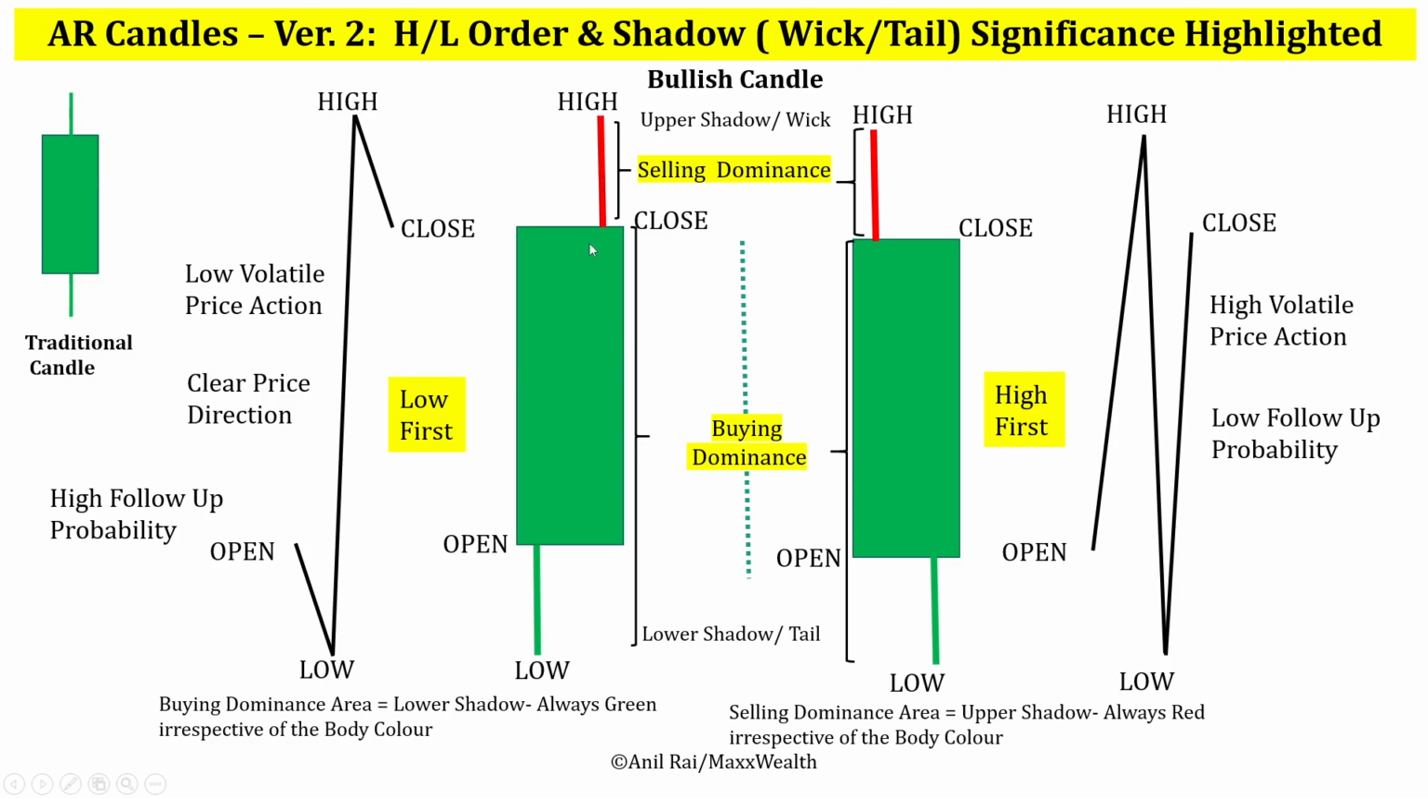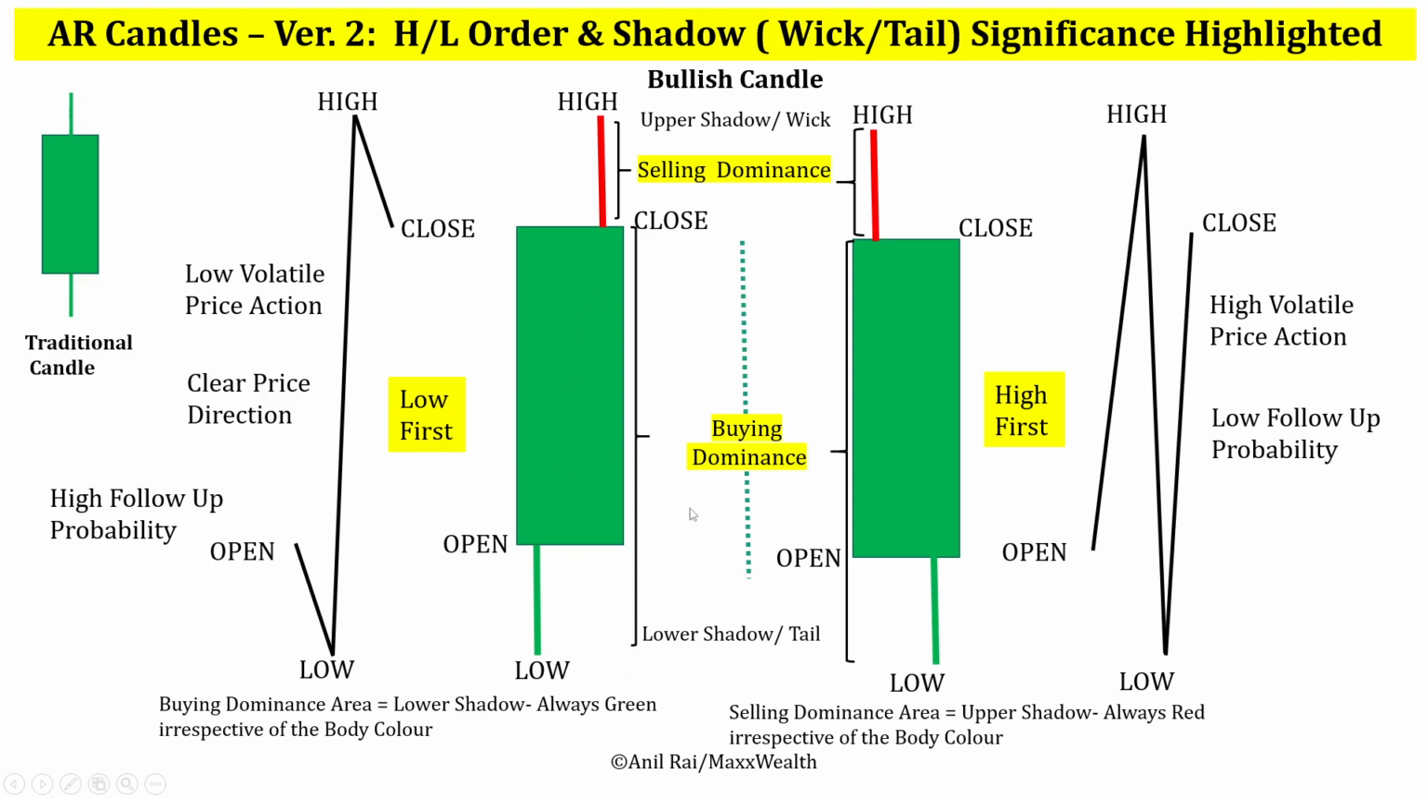It gives a very simple idea. See, this upper shadow or the wick is a selling dominance area, and we know that the lower shadow or the tail is a buying dominance area. When we change the color, the lower shadow will always be green irrespective of the body color, and the selling dominance area, the upper shadow, will always be red irrespective of the body color. What will happen is that visualization is very easy.